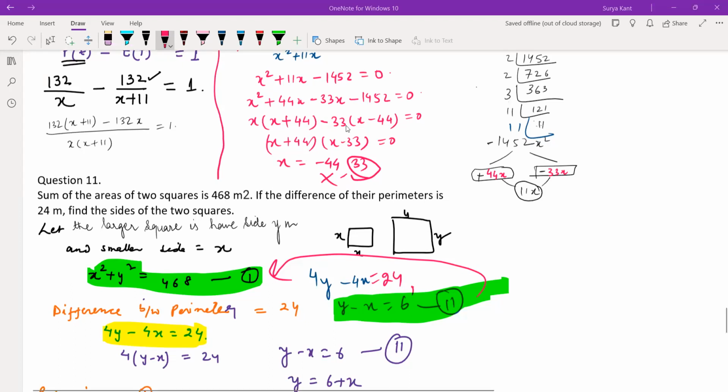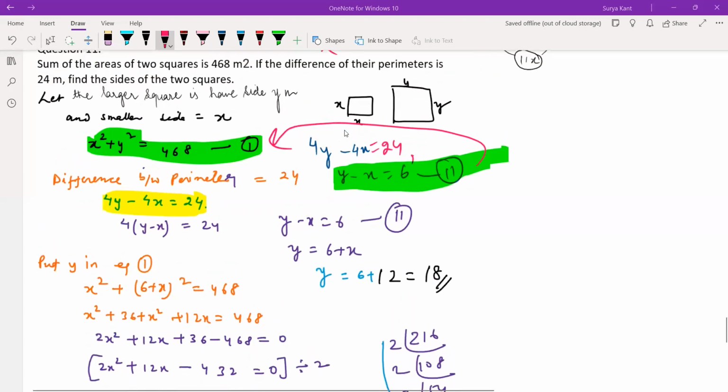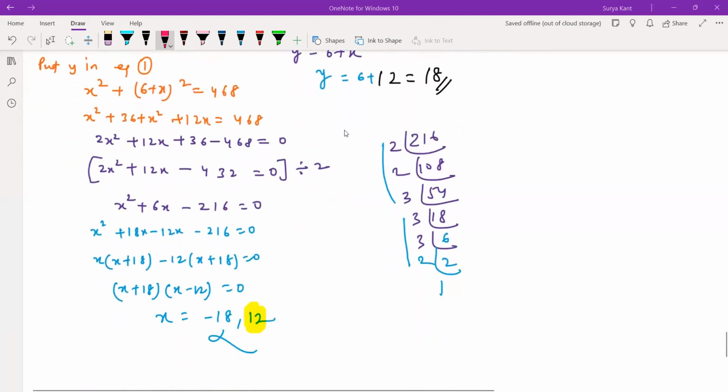Ivan got the answer for X and Y. Nobody has messaged till now. I don't know why. Why is your calculation so slow?